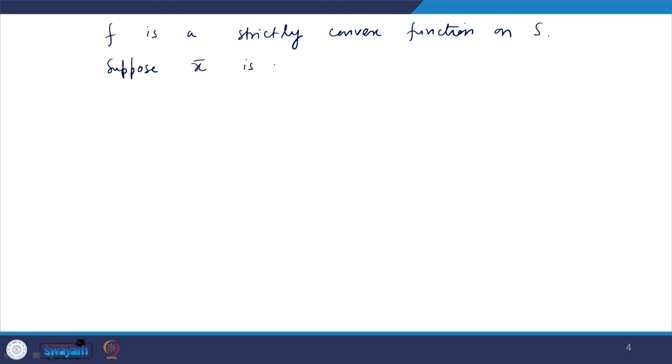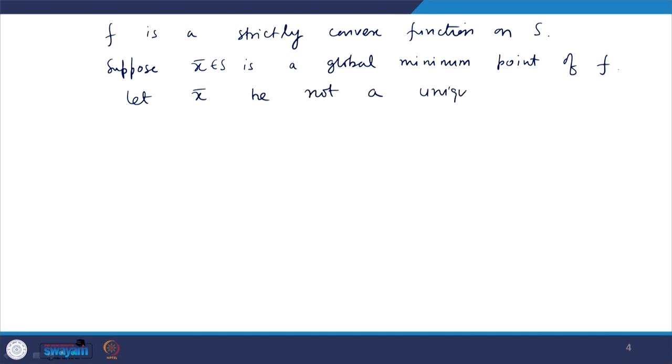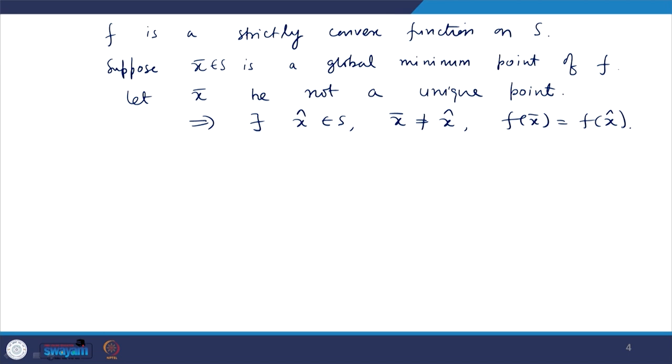Suppose x bar is a point of global minimum of f, x bar belongs to S. So let x bar be not a unique point. So this implies that there exists some x cap belongs to S, x bar not equal to x cap, such that f(x bar) is equal to f(x cap). Because if it is not unique, that means there will exist some other point also which is a global minimum, distinct from x bar, such that f(x bar) is equal to f(x cap).